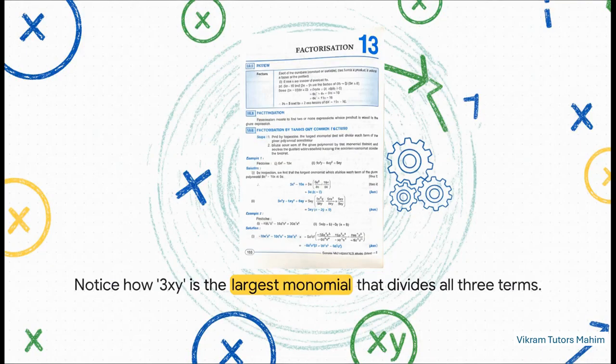We've got 3x squared y minus 6xy squared plus 9xy. Now let's play detective. What do they all share? Well, 3, 6, and 9, they're all divisible by 3. Cool. They all have at least one x, and they all have at least one y. So, boom, our greatest common factor is 3xy. We just yank that out to the front, and suddenly, what's left inside is way simpler.